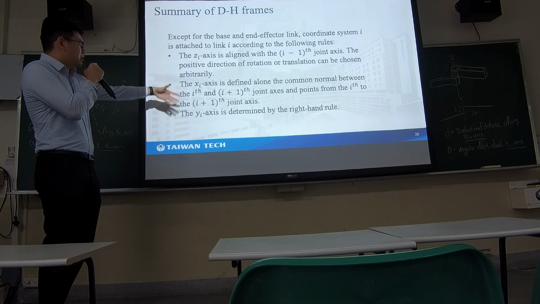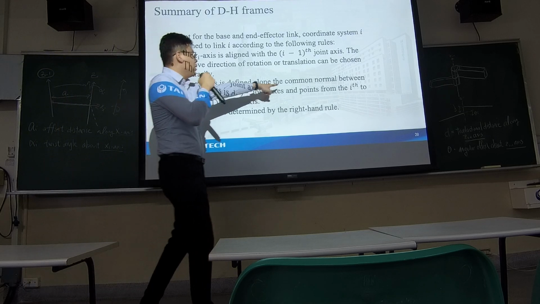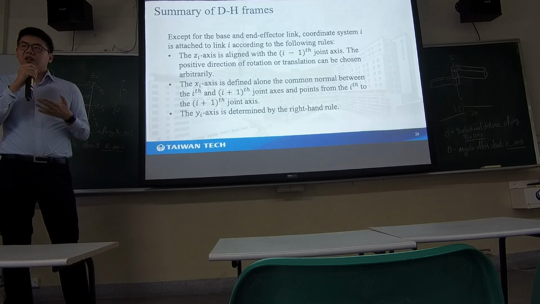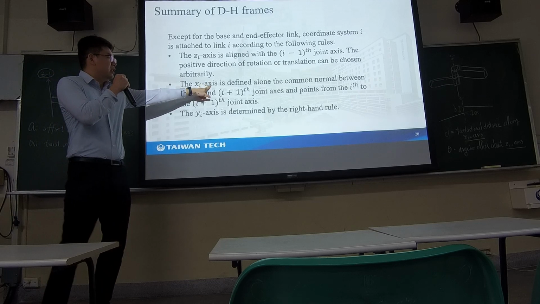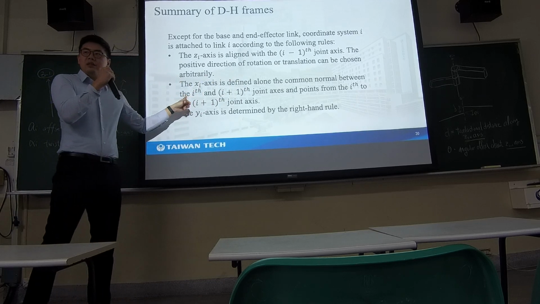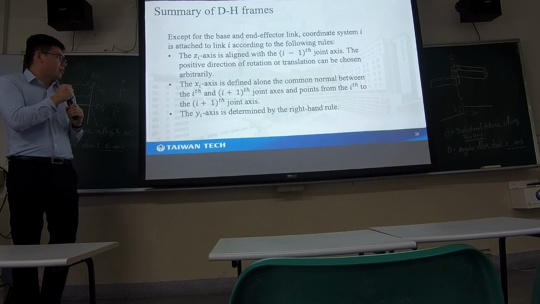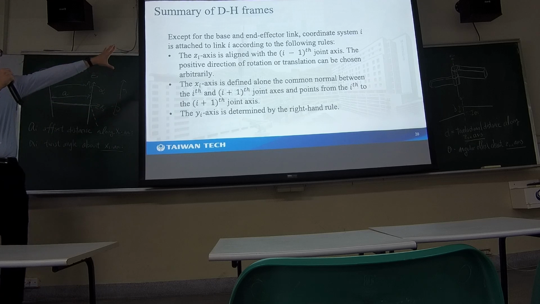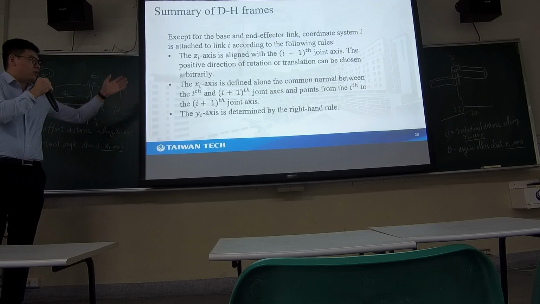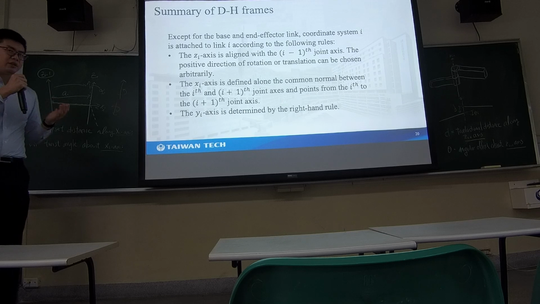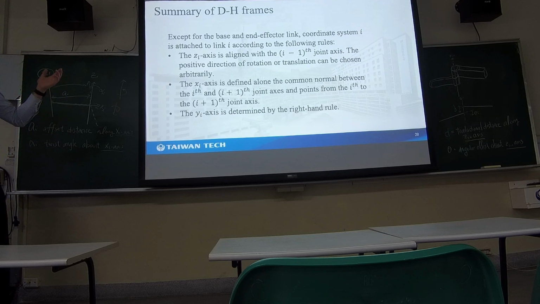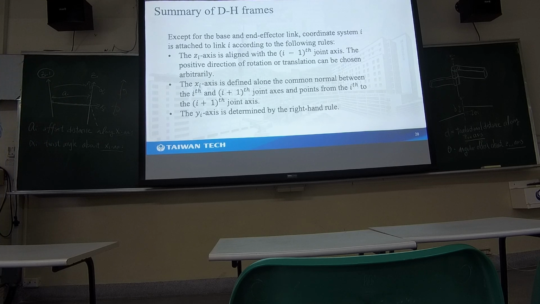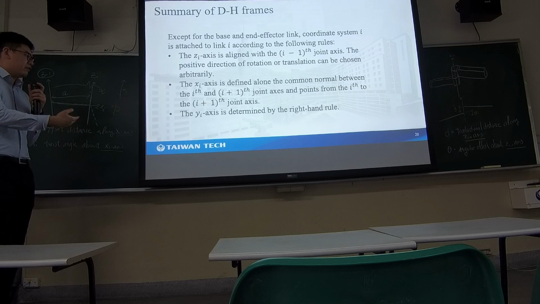The x-axis is defined along the common normal between the i and i plus 1 joint axes. It seems complicated, but the common normal between the two joint axes is a link. So this common normal will be the x-axis. And the y-axis is determined by the right-hand rule. This is the formal definition of the DH parameters. And if you have seen the last few pages, that one will be more convenient for learning.